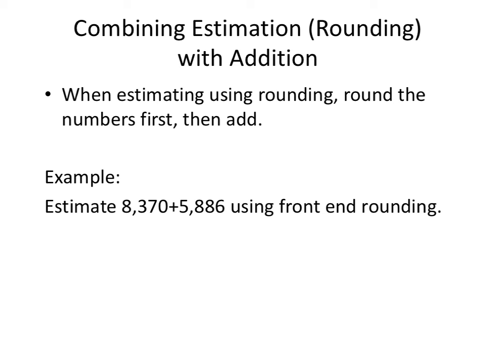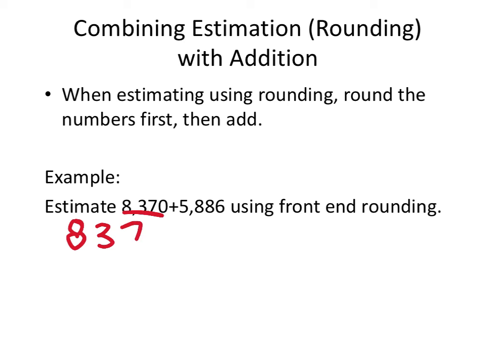So let's do this one. It says estimate 8,370 plus 5,886. And yeah, I know some of you may be able to do that in your head, and that's fine. But I'm going to go through the process here. So we've got front-end rounding. Let's start with this 8,370, right?